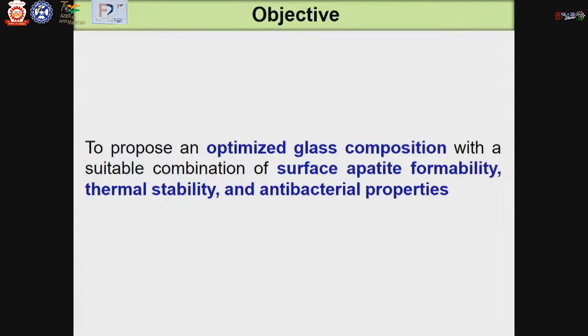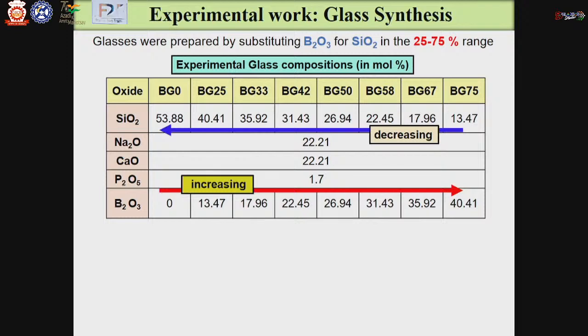Based on these background studies, we have arrived at our objective, which is to propose an optimized glass composition with a suitable combination of surface apatite formability, thermal stability, and antibacterial properties. In order to achieve that, we have prepared 8 glasses. Out of those, the base glass was a purely silicate glass, and this glass was quite similar in nature to the S53P4 composition, but the major difference lies in the Na2O:CaO ratio, which is kept at 1 here.